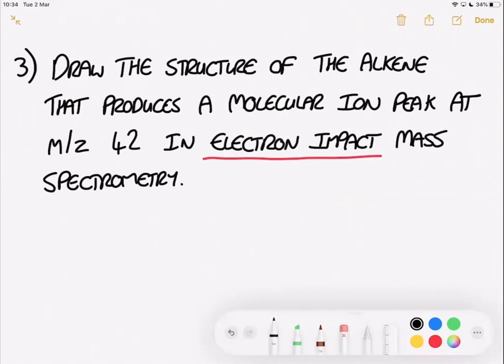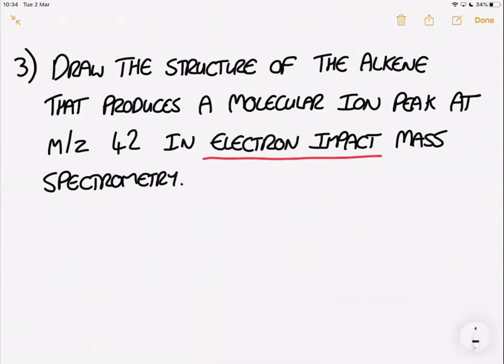In electron impact mass spectrometry, as I said earlier, the molecular ion peak, that number, is essentially the same as the relative molecular mass of the compound. So what we're saying is we're looking for an alkene with an RFM or an Mr of 42. So there's an element of trial and error to this, right? You could probably do it mathematically if you wanted to, but given the size of the alkene we're probably dealing with, it really is easy enough to do it in terms of trial and error.